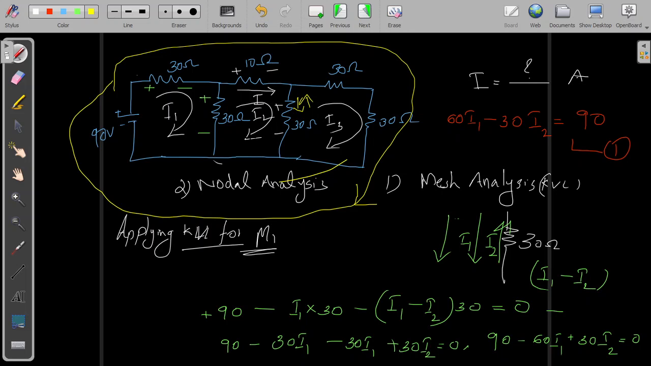So with respect to I2, I will be writing this mesh KVL equation. I2 minus I1, I2 is going upward, I1 is going downward. So I2 minus I1 will be the current flowing through this 30 ohm resistance in the I2's direction, that is the upward direction. That means in upward direction the polarity will be plus here and minus here. Okay, now I'm going to write the equations.